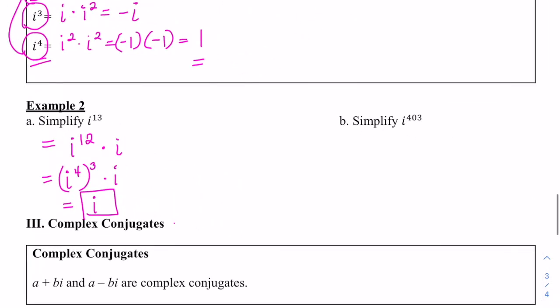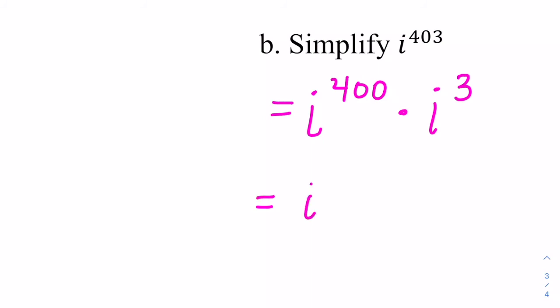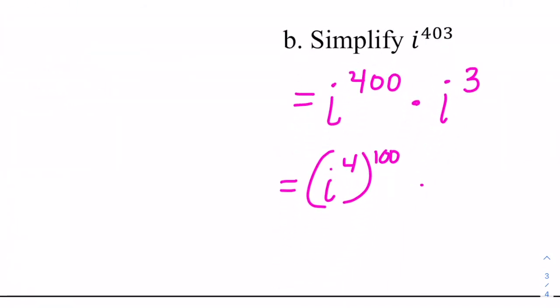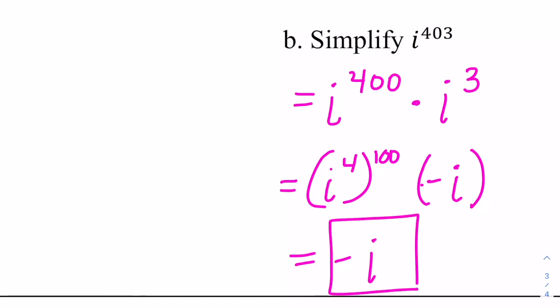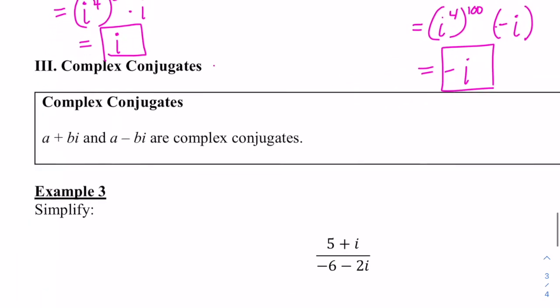Now let's look at i to the 403rd. Well, I'm going to break it apart into i to the 400th times i cubed. So i to the 400th, well, that's i to the 4th to the 100th. And we know that i cubed is -i. So we'll just have 1 times -i, or -i. Just know that this function is a modulus function and will keep repeating every 4th.